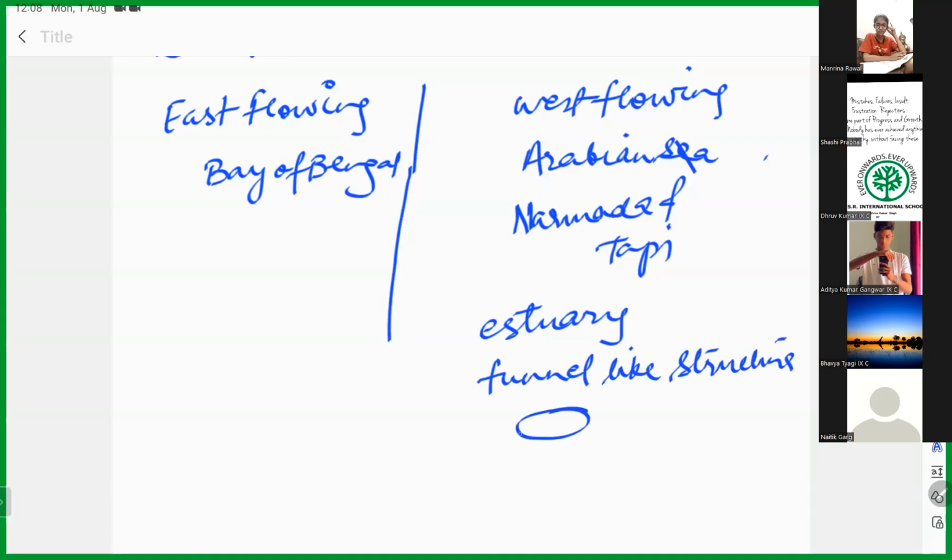It is something like this. A funnel has a big mouth but is narrow from inside. Okay, right, class? Okay, ma'am.